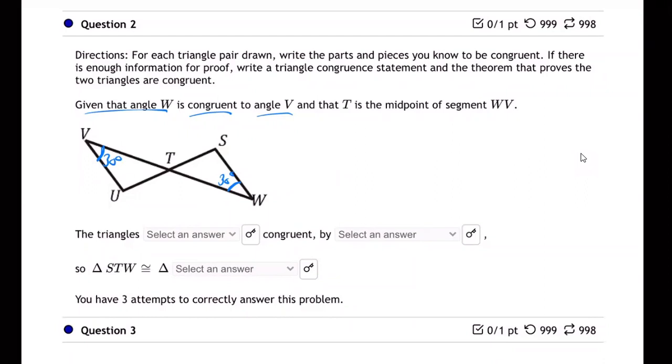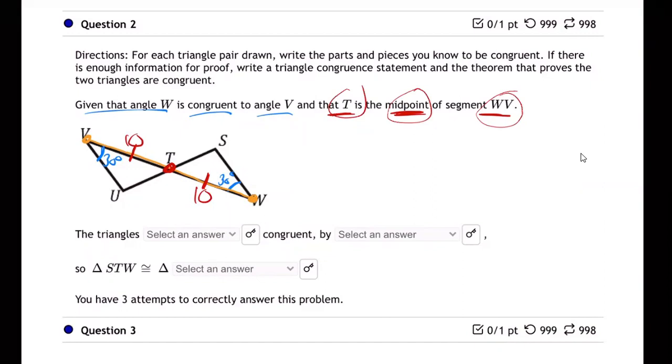And then they say T is the midpoint of WV. So if you go from W all the way to V, the midpoint is right here. That's the middle of WV. What does that mean if T is the middle of WV? Well, that means this side must be the same as that side. Like maybe this is 10 and that is 10. Whatever they are, they're the same because that's what it means to be in the middle. If you're in the middle of something, then the two halves are the same.